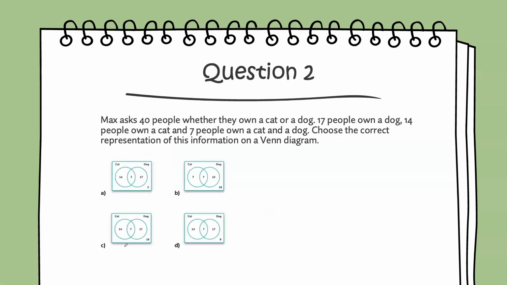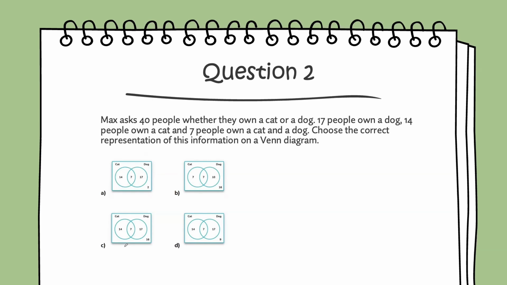Okay, let's look at question 2 now. So Max asks 40 people whether they own a cat or a dog. 17 people own a dog, 14 people own a cat, and 7 people own a cat and a dog, right? And then you have to choose a correct representation of this information on a Venn diagram.